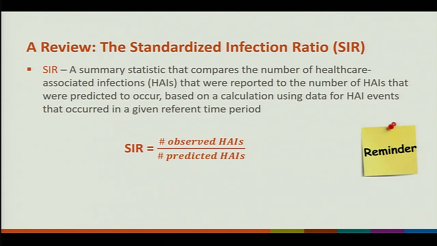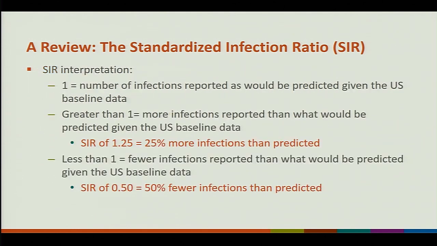This measure is used to compare the HAI experience among one or more groups of patients to that of a standard population, for example, NHSN. And the SIR is then used in public reporting by CDC at a state and national level, or by CMS at a facility level on Hospital Compare. So the SIR can be used to assess a hospital's performance based on the national baseline data.